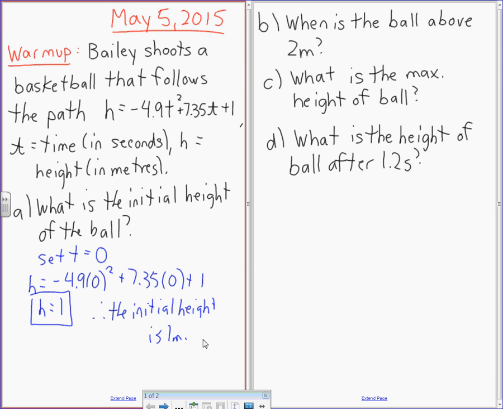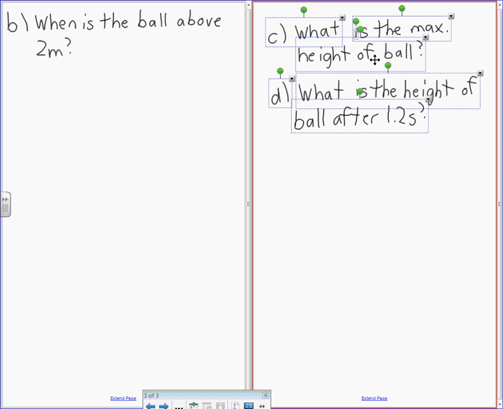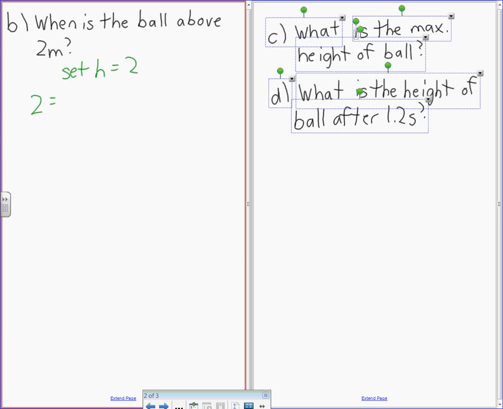There you go. All right, so here's the next part. It says, when is the ball above 2 meters? Yeah, Molly, go ahead. Good, very good. How am I going to do this and make this work? Okay, good. So we're going to set H equals 2 meters. So you're going to solve the equation: 2 equals negative 4.9 t squared plus 7.35 t plus 1.